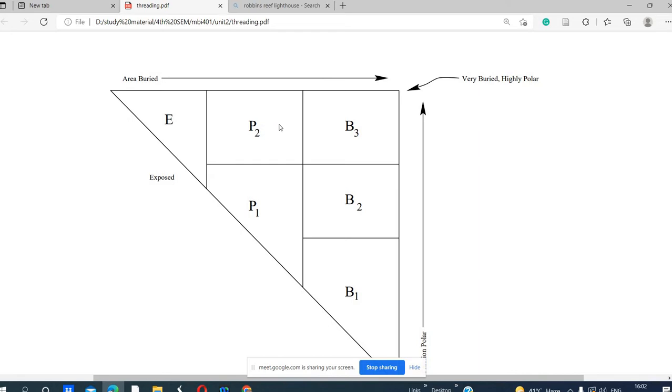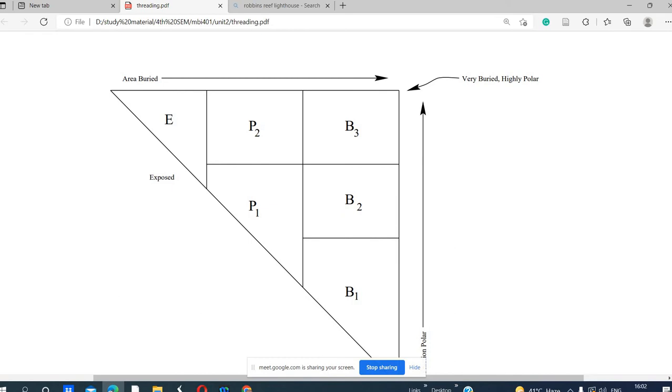For the known structure, this means in which region the amino acid falls, for example if it is found in the buried region. You can see by the arrow, the E is found on the surface, the P2, B3. So this is the very buried region on the right hand side. On the left hand side there is a less buried region, and on the left hand side we have the exposed region. E means exposed regions.